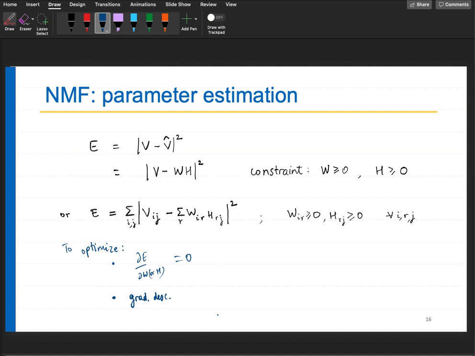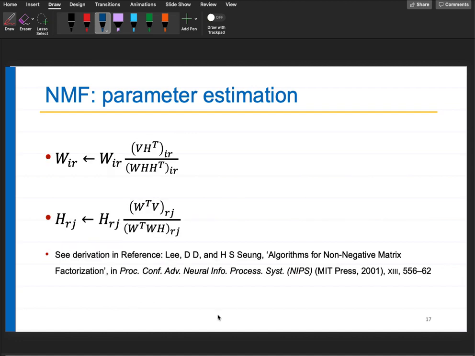Are there any other methods? Any other method you would like to use? Yeah, maybe you can try with something. Possible. Okay, so there is a nice algorithm given in this paper. These are the original proponents of non-negative matrix factorization.